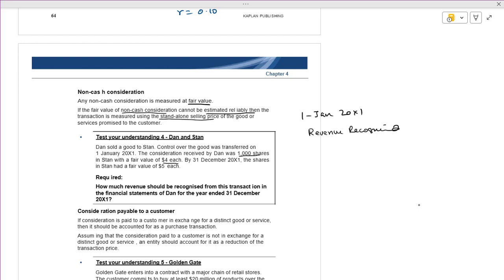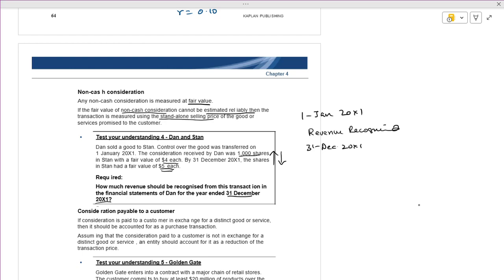By 31st December, these shares have a fair value as of 31st December. Definitely the value of the shares will increase or decrease. How much revenue should be recognized from this transaction in the financial statements for 31st December 2021? The transaction happened on 1st January. Is there non-cash consideration?